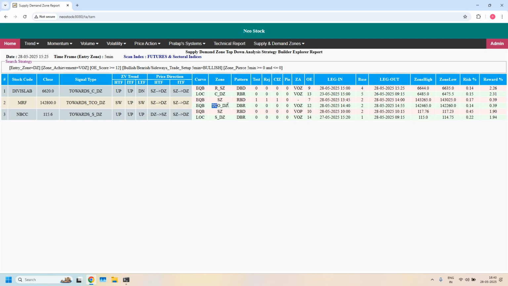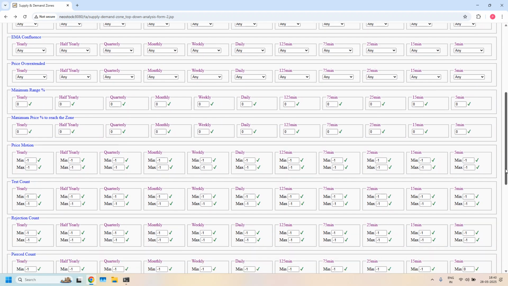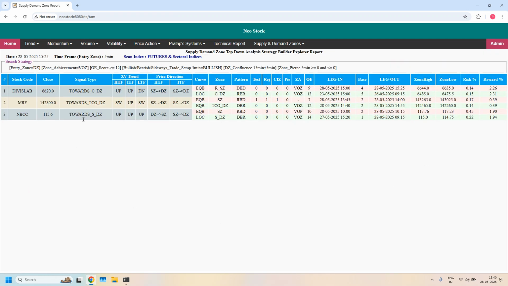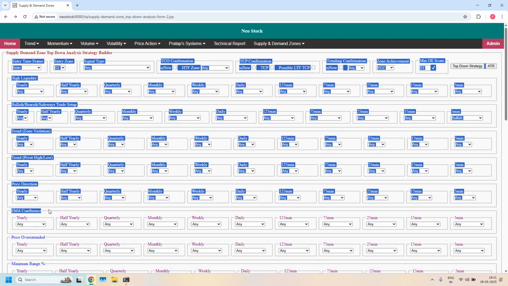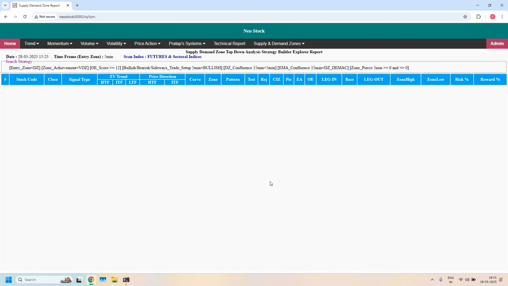Entry time frame zones are 5 minutes demand zones. Out of these 3, let us verify how many are having ITF demand zone confluence. That is 5 minutes and 15 minutes demand zone confluence. All 3 are filtered. That means all these 5 minutes demand zones overlapped with 15 minutes demand zone. And 15 minutes trend is up in all the stocks. Let's verify any 15 minutes demand zones are having daily EMA confluence. None of the stocks are having daily EMA confluence.